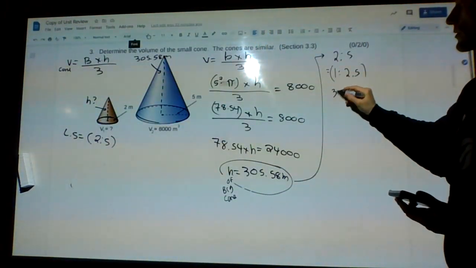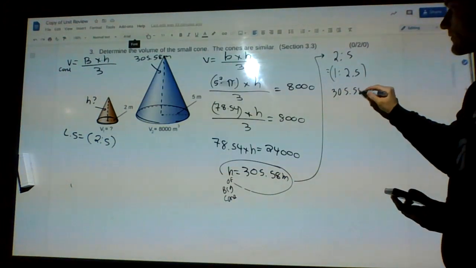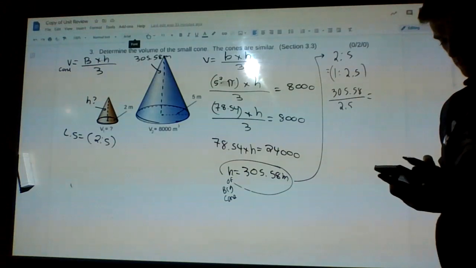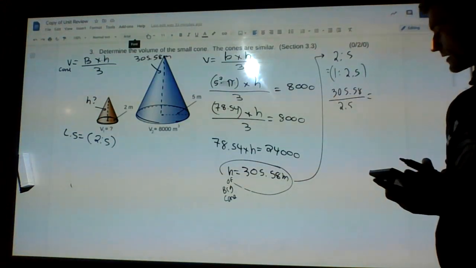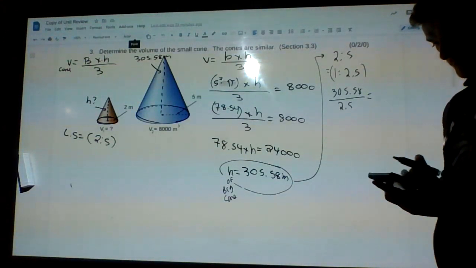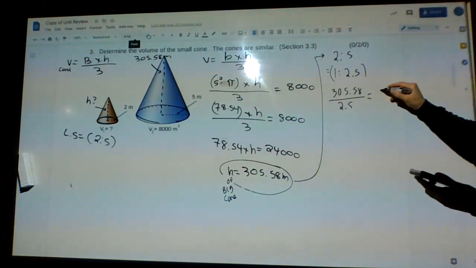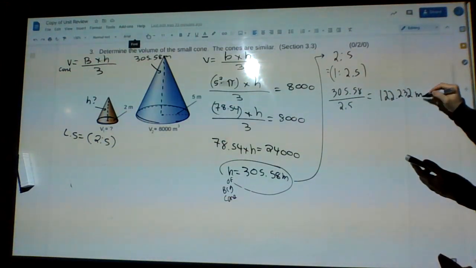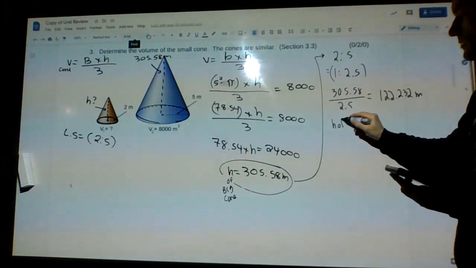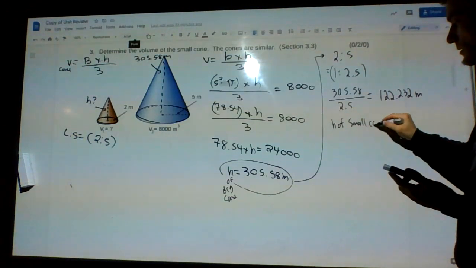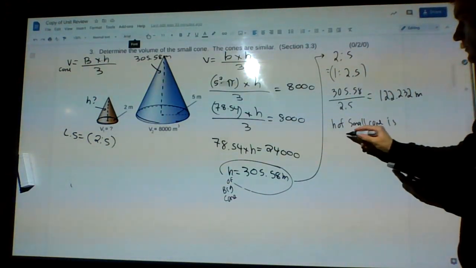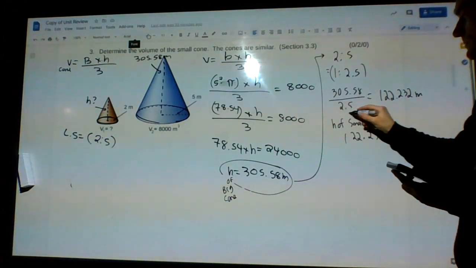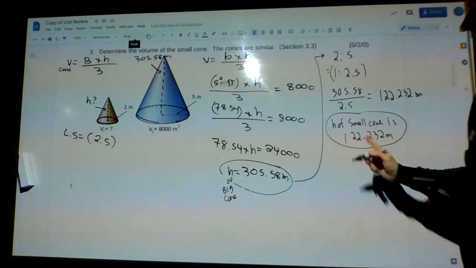So we'll do 305.58 divided by 2.5. That gives me 122.232 meters. So the height of the small cone is 122.232 meters. These are important pieces of information.